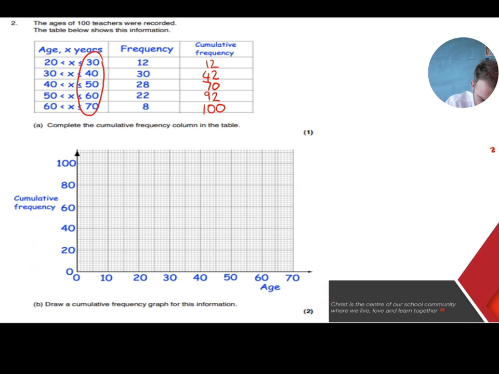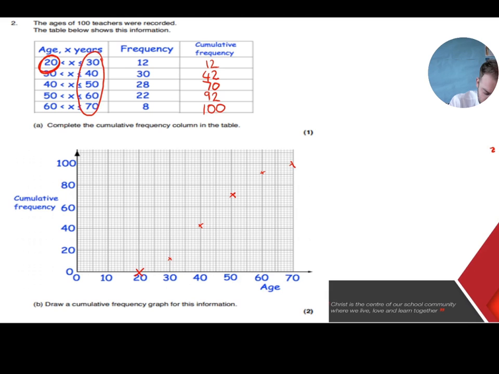Okay, so let's plot these now. The first one, take note here, my starting point is 20, so I need to be at 20, 0. The next one is 30, 12, so 30 and then up 12, which is there. The next one is 40, 42, which is there. The next one is 50, 70, so 50 up to 70, which is there. The next one is 60 up to 92, which is there. And the last one is between 70 and 100, so 70 and 100, which is there.